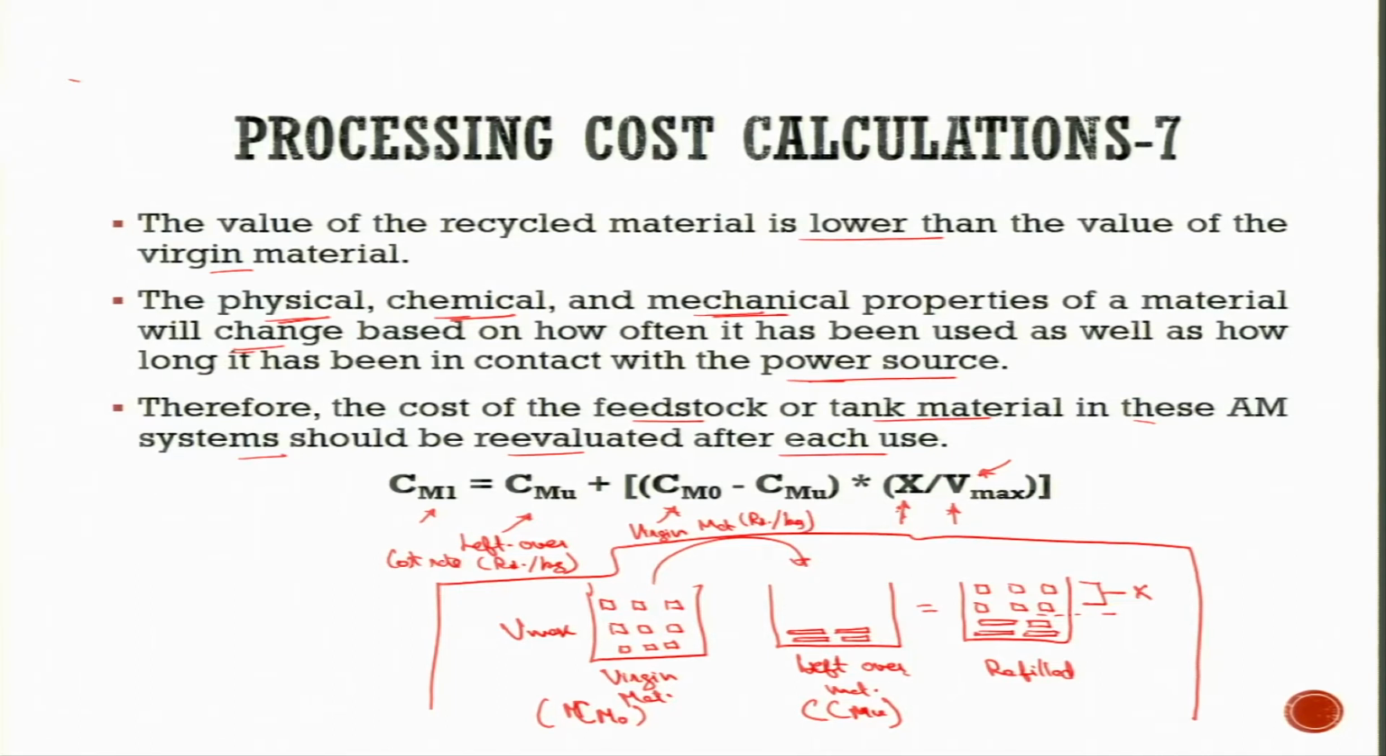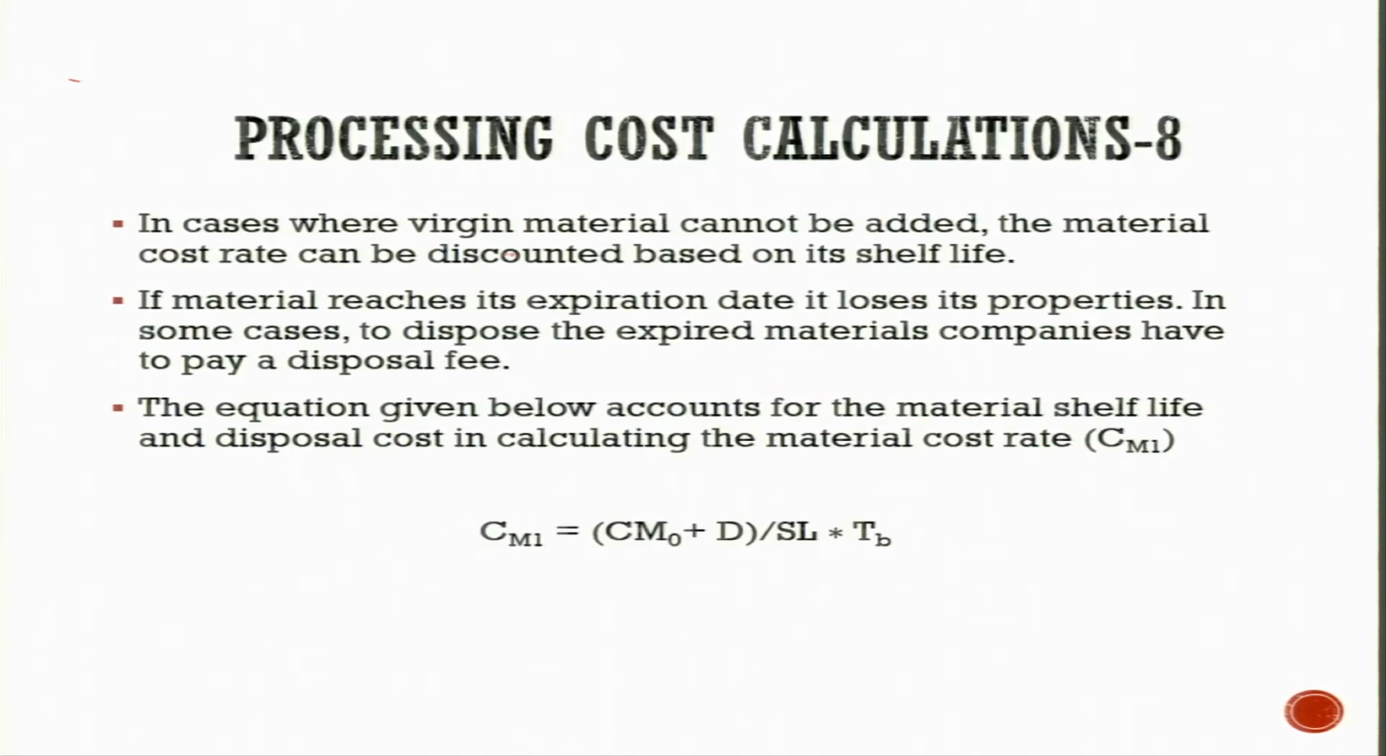Now X by Vmax: X and Vmax are both weights of the build material that is added. Here I would say build material added in kilograms. Then Vmax we have already mentioned. This is the maximum material capacity, in kg.